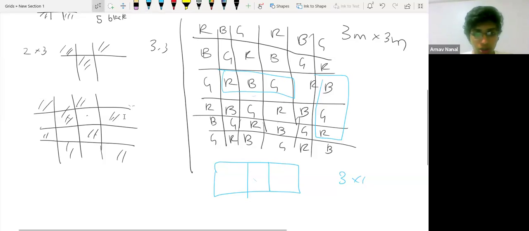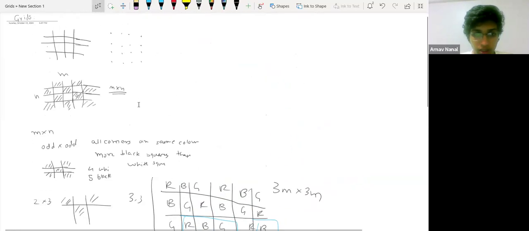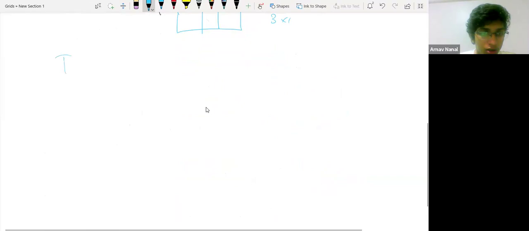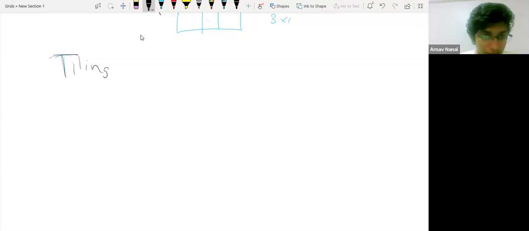Okay, so these were the common colorings. Now I will introduce some types of tiles. So what exactly is tiling? Tiling basically means that you have a grid and you want to cover it using some tiles. Tiles are something that will cover the squares. Some common tiles: this is a 1 by 1 tile.